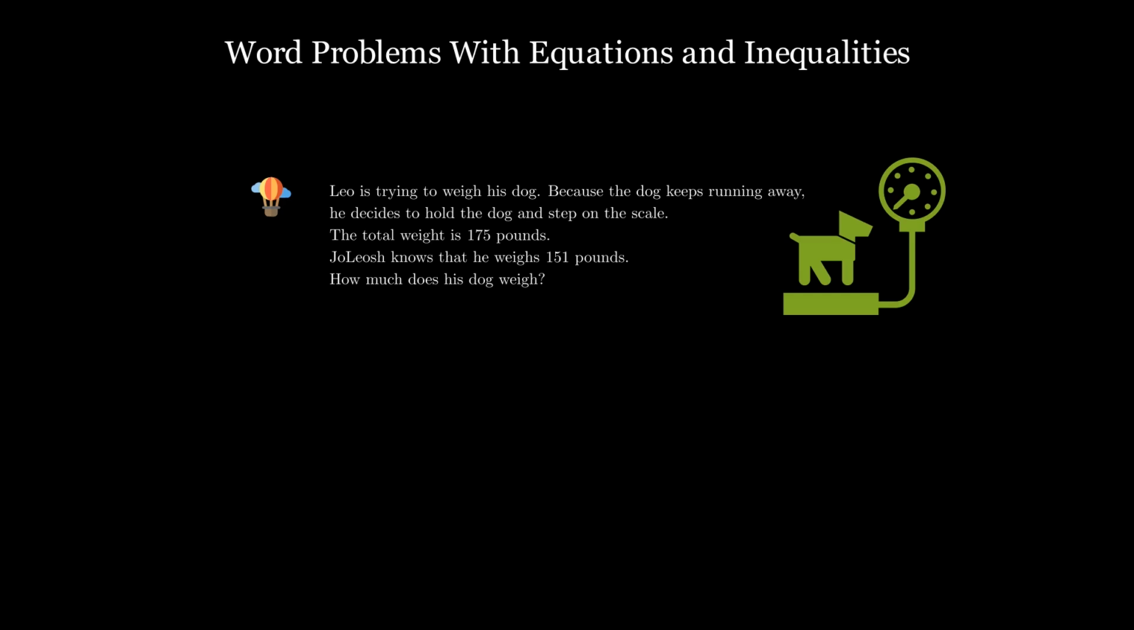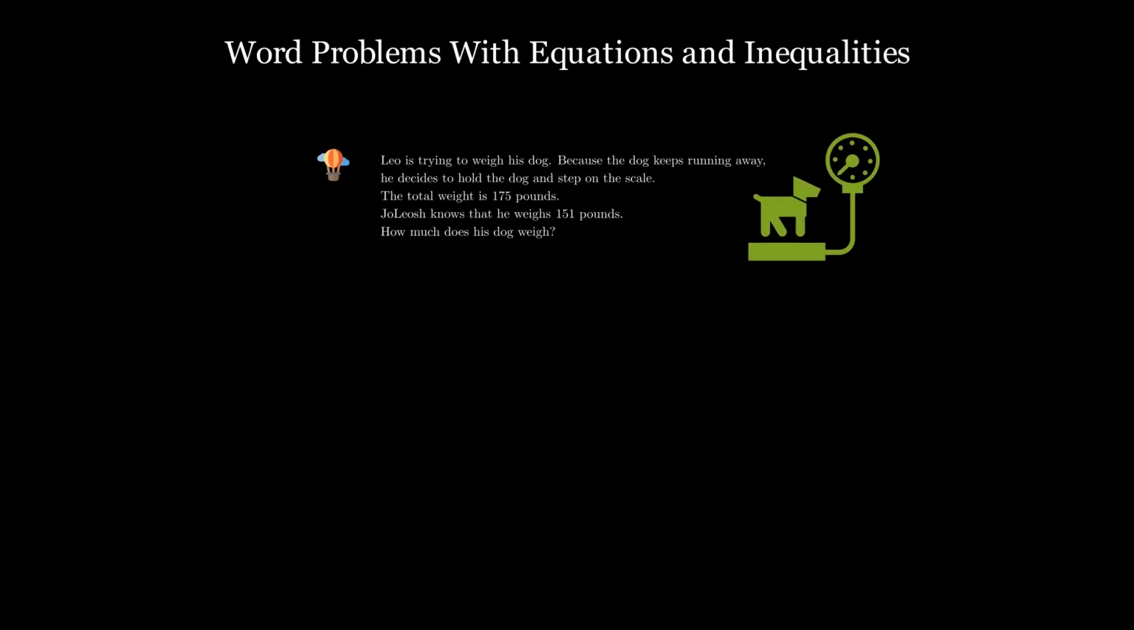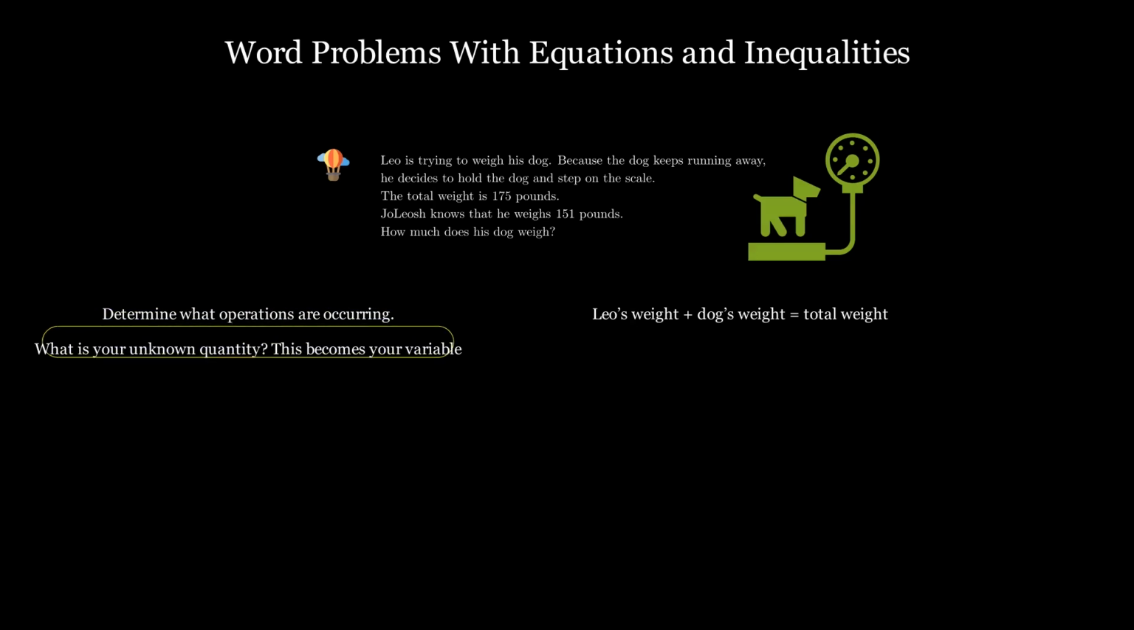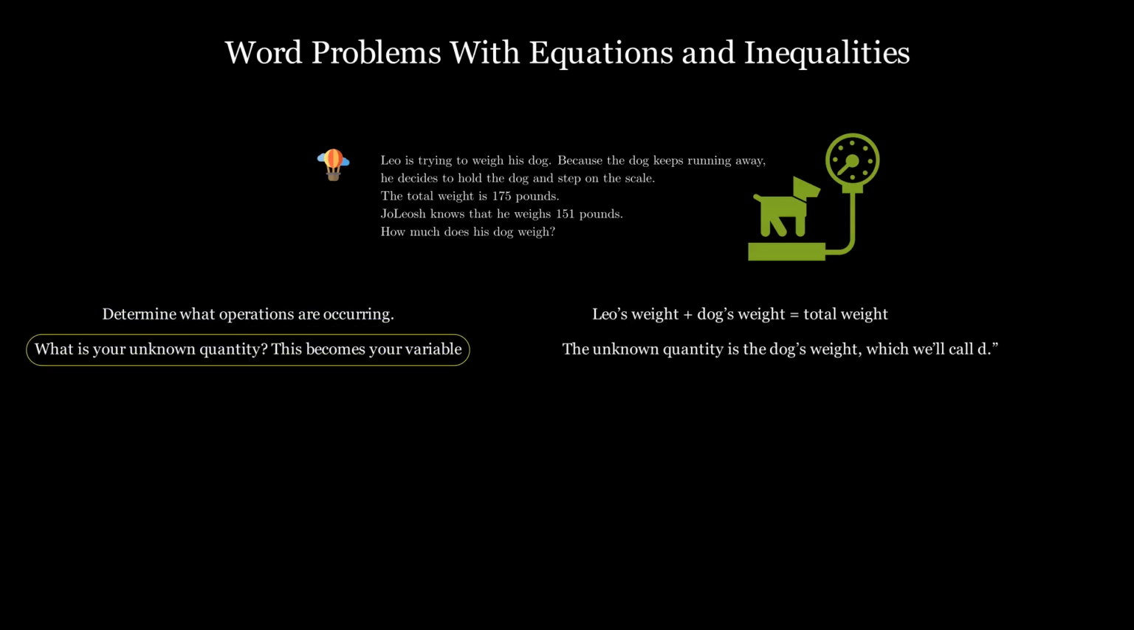To solve, we must translate the given situation into a mathematical equation or inequality. The first step is to determine what operations are occurring. In this case, the total weight is the sum of Leo's weight and dog's weight. So we can write the equation as Leo's weight plus dog's weight equals total weight. The next step is to determine the unknown quantity. Now this becomes your variable. In this case, the unknown quantity is the dog's weight, which we will call D. This means we need to find the value of D.